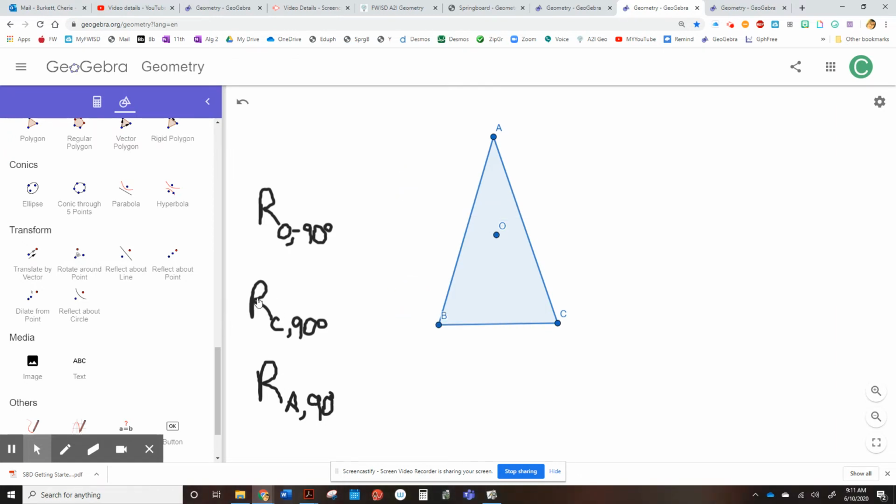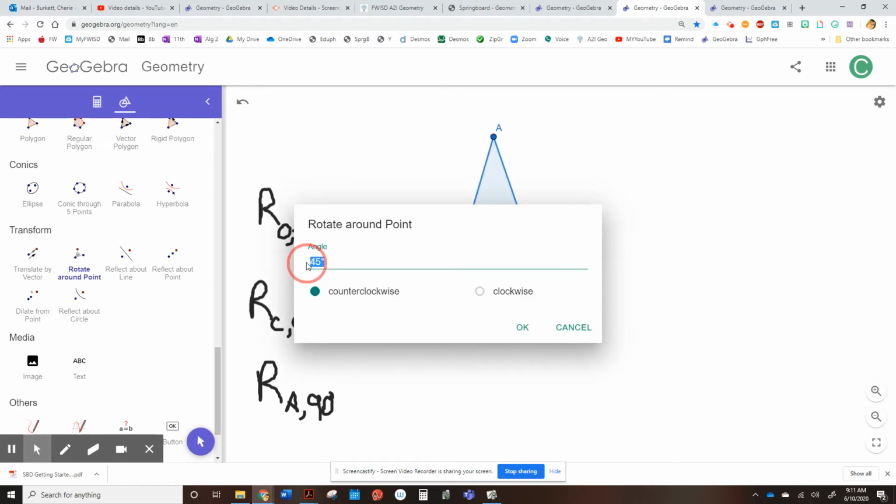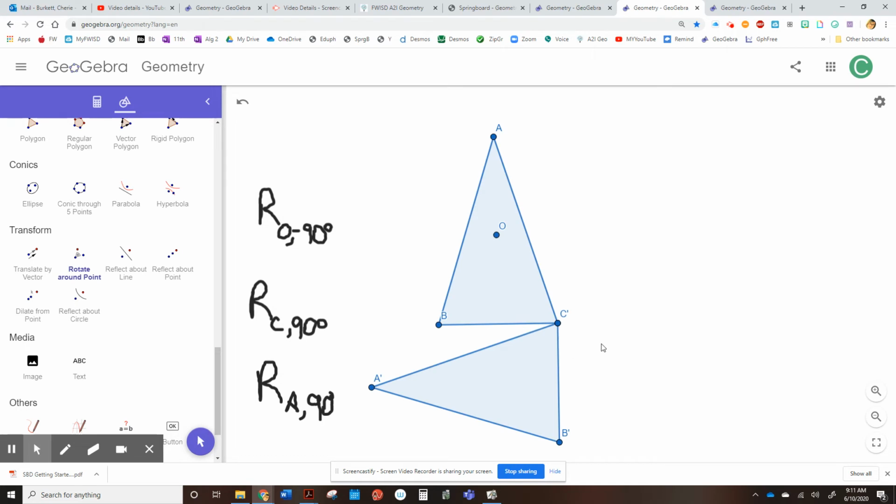Okay, now this one, they want me to rotate the triangle around point C. So I'm going to select point C, and it's positive 90. Positive 90 means counterclockwise. So we press OK, and I rotated around C. I went counterclockwise, so A rotated to A prime, B rotated to B prime, and since I was rotating about C, C didn't move.